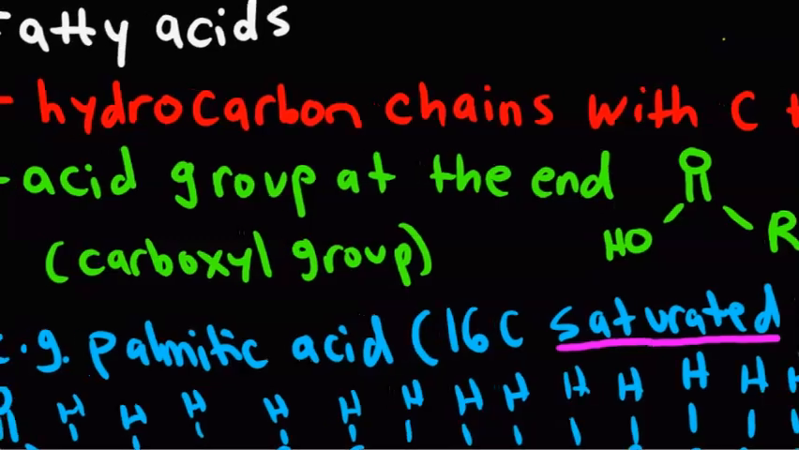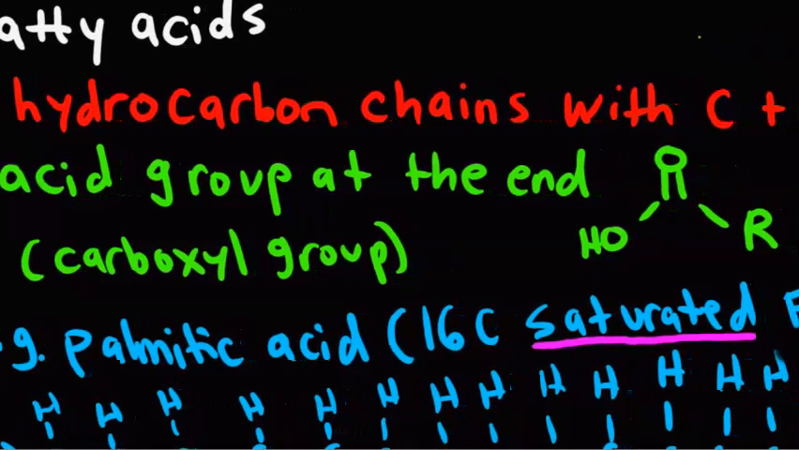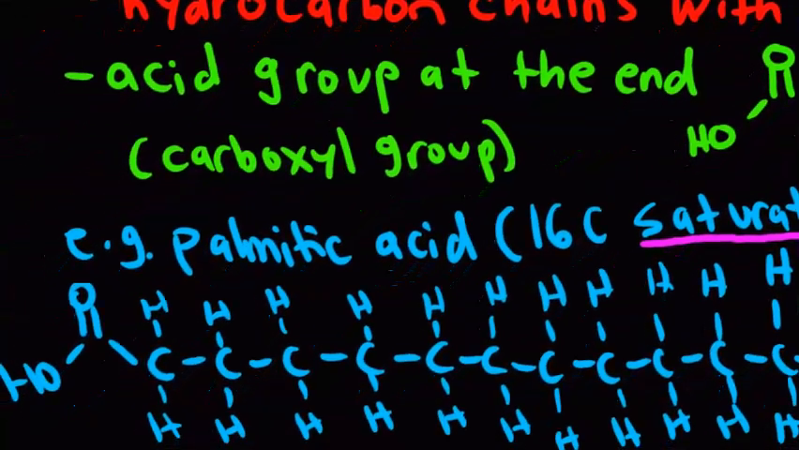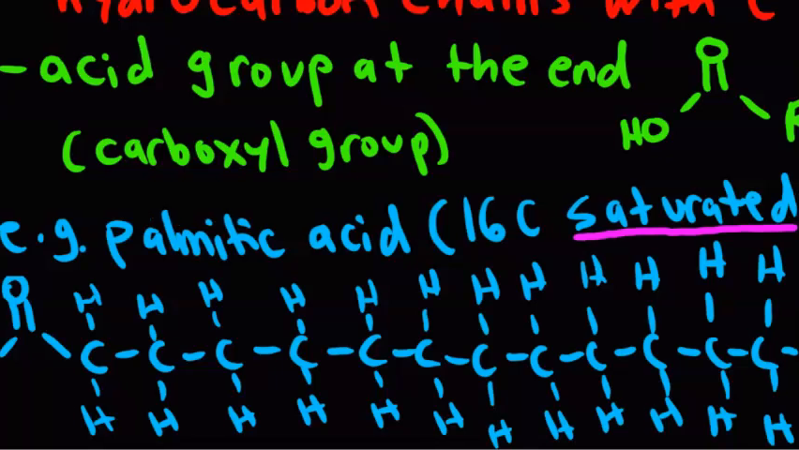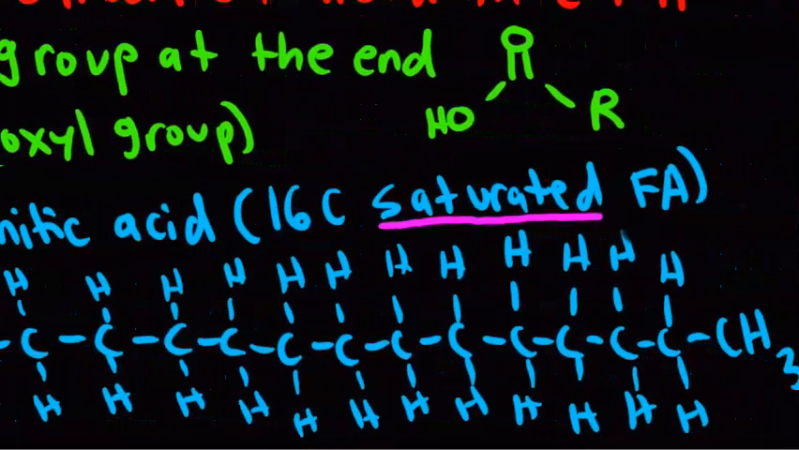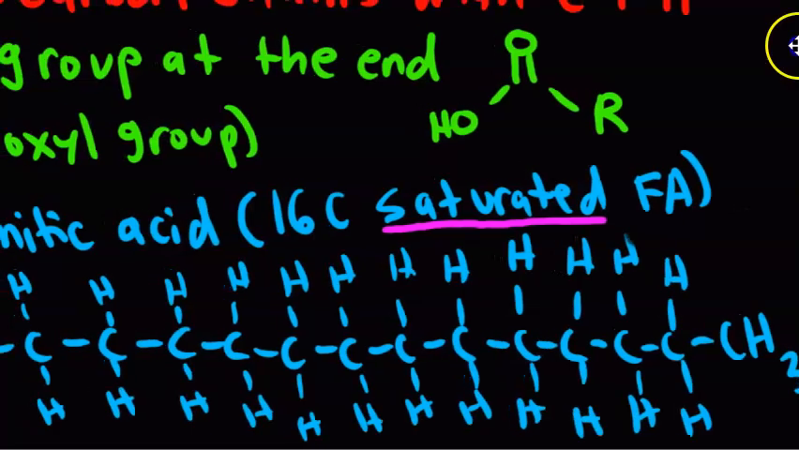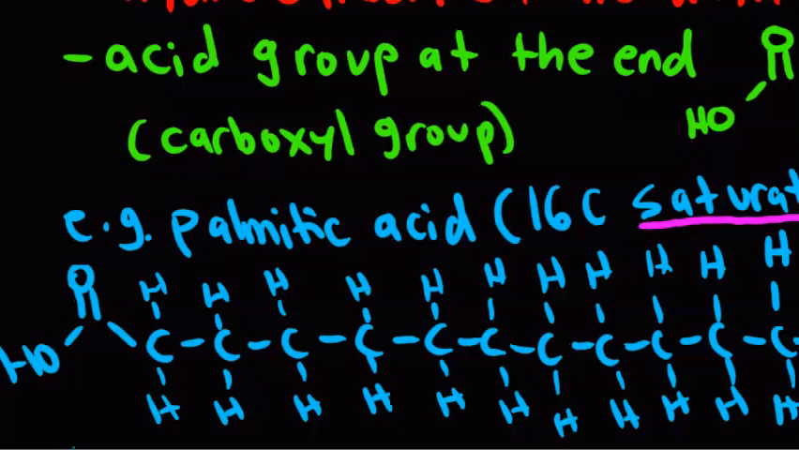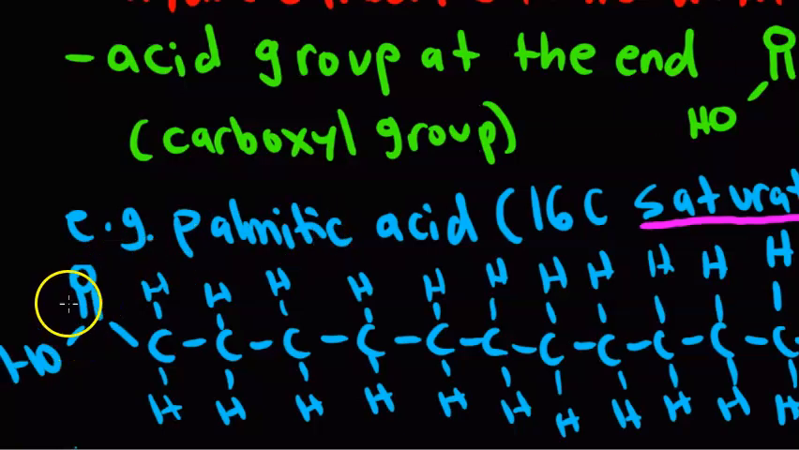Fatty acids can be saturated. An example I gave is palmitic acid. So here's palmitic acid, and you can see it's 16 carbons. So it's made up of a lot of carbons, as you can see here. 16 carbons. I couldn't even fit it all on the screen here. But essentially, they have this carboxyl group on one end, and then 16 carbons.